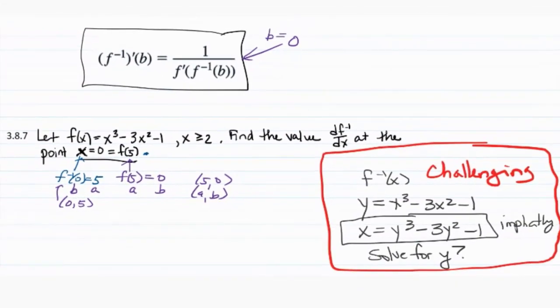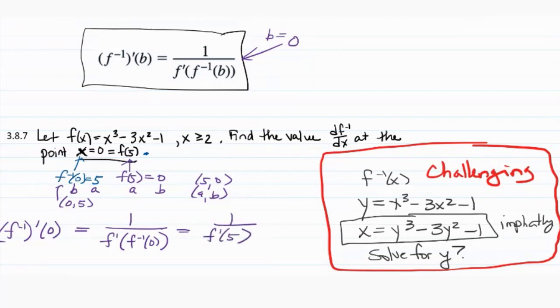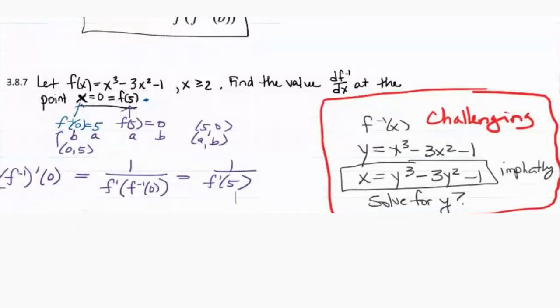So we're going to have f inverse prime of 0 is equal to 1 over f prime of f inverse of 0. Well, f inverse of 0 is 5, so that's going to be 1 over f prime of 5. So all we have to do is to find the derivative of f at 5, and we will plug in to get the derivative of f inverse.